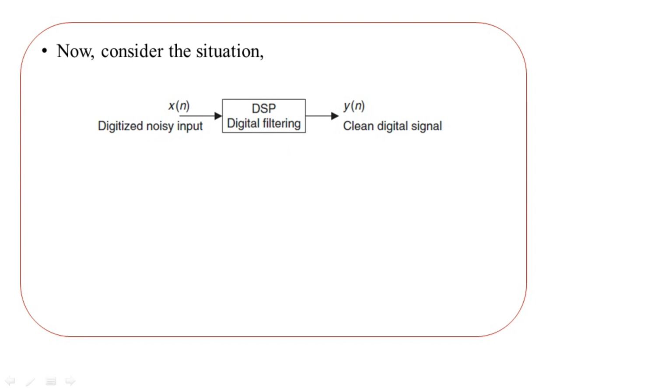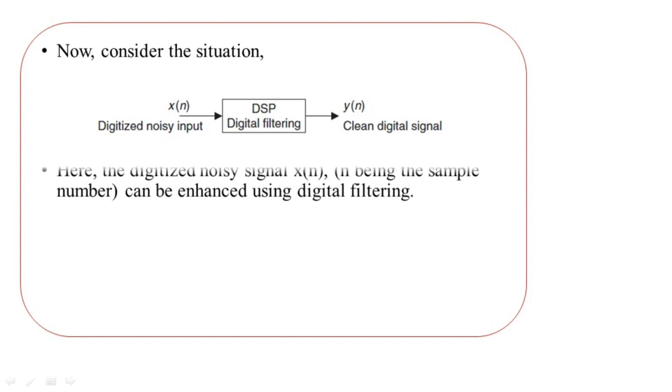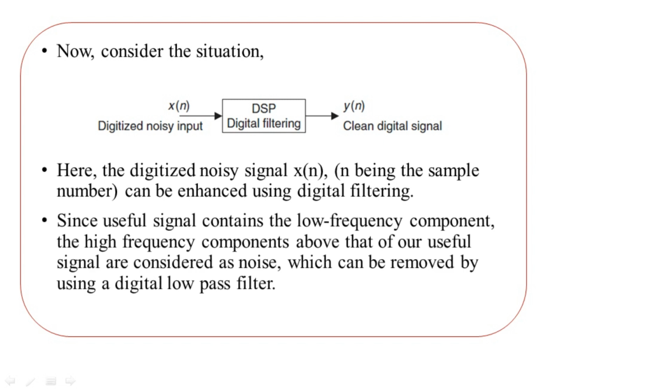So now the digital noisy signal, as I have discussed, we have denoted with the help of x of n, and it can be improved. It means it can be enhanced by the use of digital filtering. And since the useful signal contains the low frequency component and the noise part is nothing but the fluctuations that we see, it is nothing but the high frequency content here.